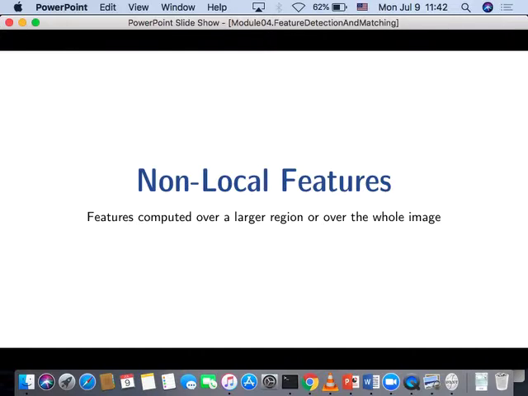And now let's talk a little bit about non-local features very quickly. Okay, I'm talking about these because they are a precursor to a lot of work in machine learning that is now part of computer vision, and then we will switch to the next module, which is that of machine learning.